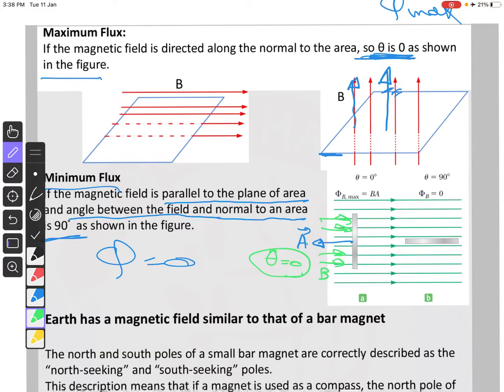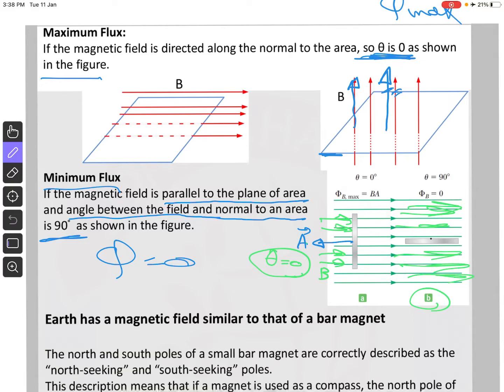But in the next one, in part B, as you see, the green lines are going in that direction, and look at the direction of the area vector. The area vector direction is up and it is perpendicular to the magnetic field lines, isn't it? The angle between them is 90. That's why we said theta is equal to 90 and the flux is equal to 0.